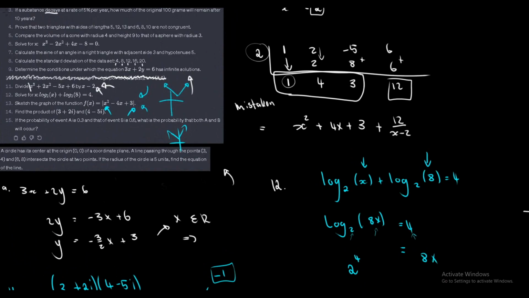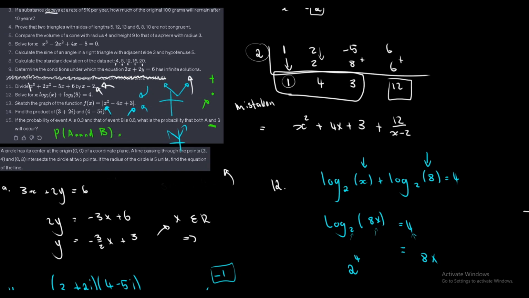Ooh, probability. Let's see. If the probability of event A and that of event B is 0.6, find the probability of both A and B. Okay, probability of AND. When you see the word AND in probability, it refers to multiplying your two options. And when you see a probability of OR, it's adding. So in this case, we want the probability of A and B.